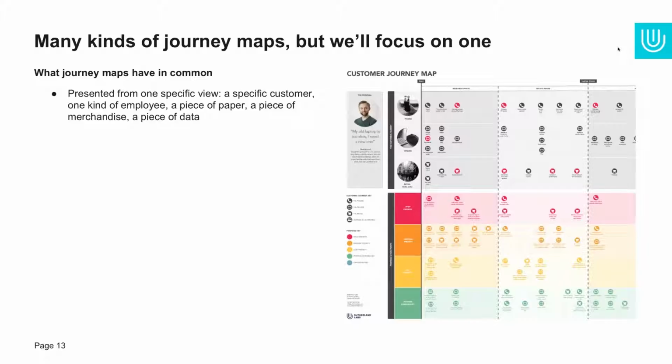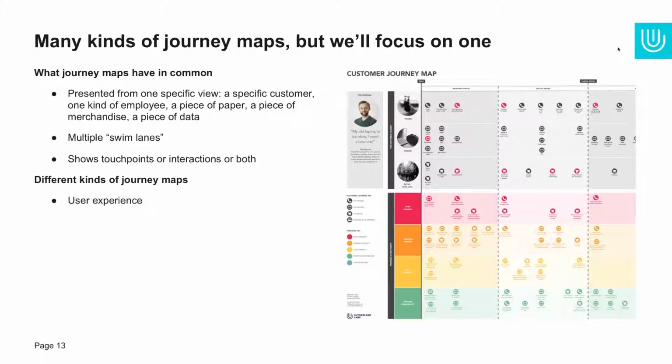A little bit more theory. There are many kinds of journey maps. We're going to focus on one, but let's talk about what all journey maps have in common. They're all presented from a specific point of view, which is typically called a persona. The persona could be one kind of employee, or one specific customer. It could be how a piece of paper flows through a system, or a piece of data, or a specific bit of merchandise.